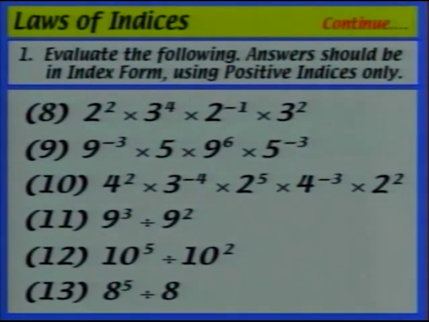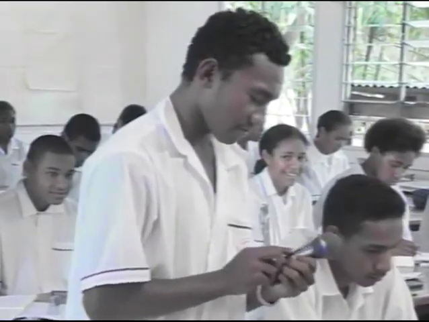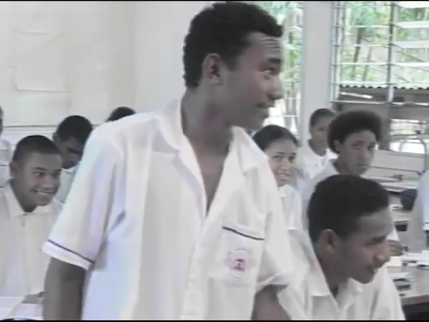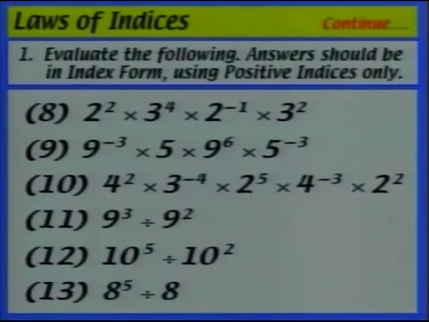11, Tau. Nine. Number 12, 10 cubed. And number 13, 8 to the power of 4.